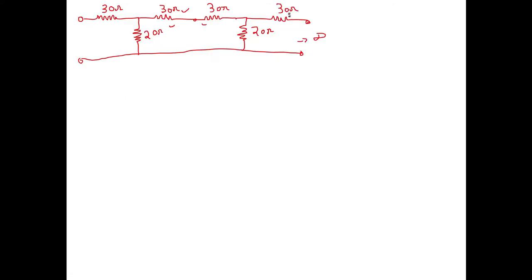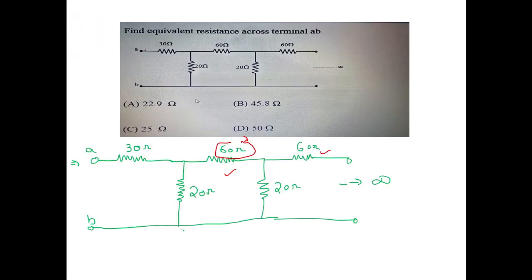The same concept applies over here. This 60 ohm is again distributed into 30 and 30 ohm, and this process continues up to infinity. So this is the simplified form of this particular network. Now what we have to find is the R equivalent for this particular problem. Here we have to find the equivalent resistance across terminals A and B, that is R equivalent.